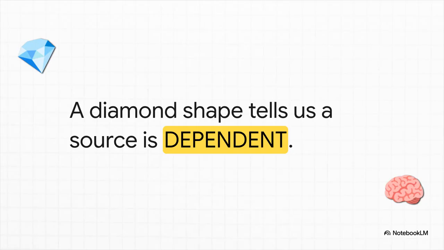So let's just hammer this home one more time. The second you see that diamond shape in a diagram, your brain should immediately think controlled. The power coming out of that component isn't fixed. It's changing based on orders it's getting from somewhere else in the circuit.